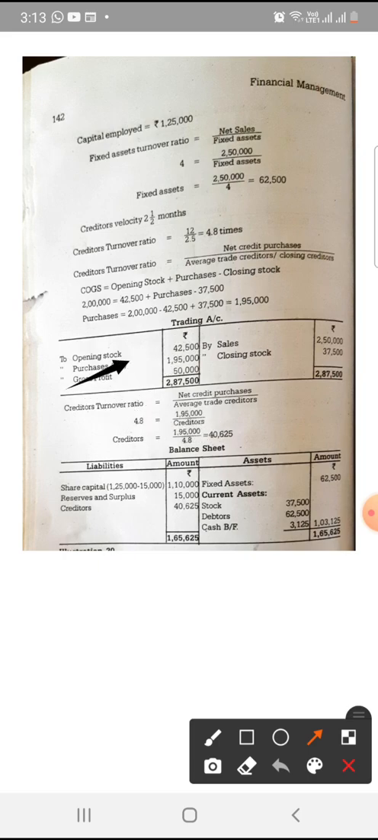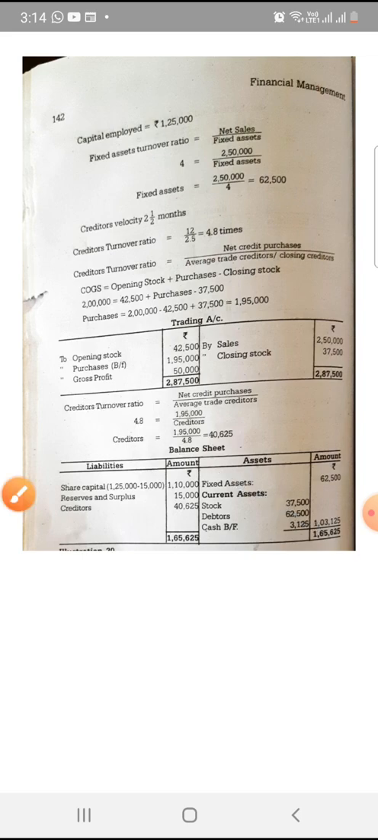Now we will prepare the trading account, because we have opening stock, purchases, gross profit, sales and closing stock. So all this information we will put. Then the balance sheet: fixed assets, stock, debtors, and cash is the balancing figure. Here share capital, out of that deduct the reserves and surplus, so the remaining is share capital. Capital employed is 1,25,000, which includes reserves and share capital. So deduct reserves, you will get share capital, creditors you will get, then total both sides will be the same. So this is how you have to prepare the balance sheet with the information given.